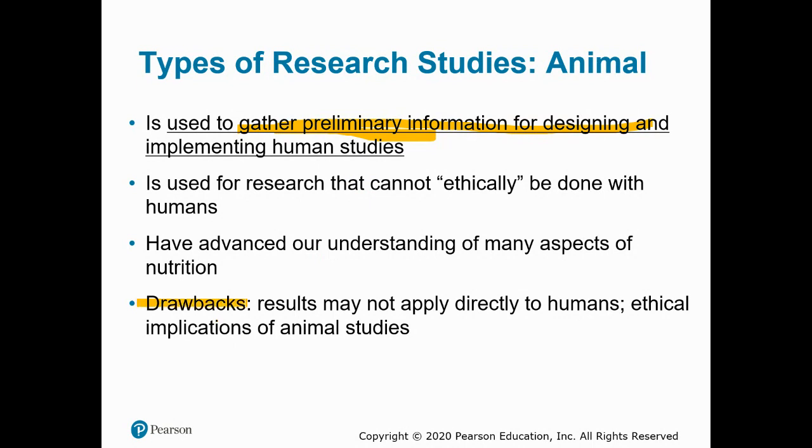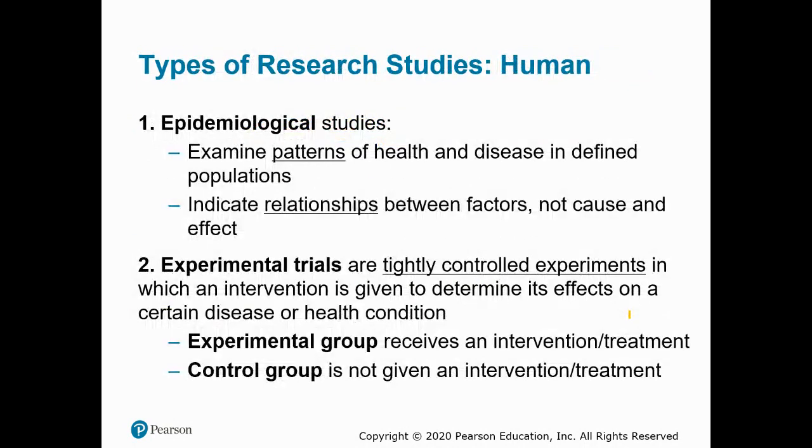Some of the drawbacks or limitations of animal studies are that the results might not really apply directly to humans, and there are also ethical implications for doing some of these experiments on animals too. And then in the experiments that we do on humans, we can divide those into 2 groups. So we have epidemiological studies and we have experimental trials.